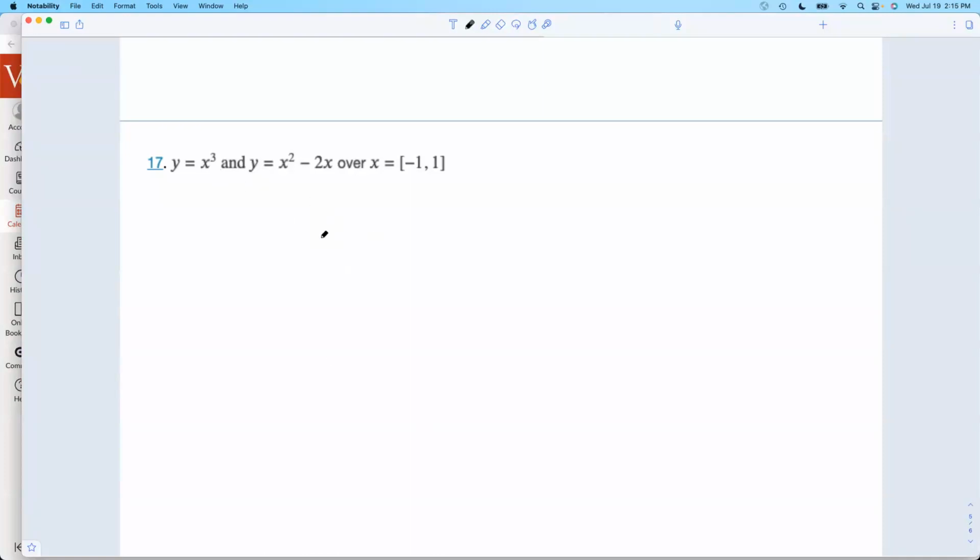Okay, let's graph both of these. Always graph everybody. Your graph doesn't have to be perfect, but it should be relatively accurate. Here is y equals x cubed. X squared minus 2x.